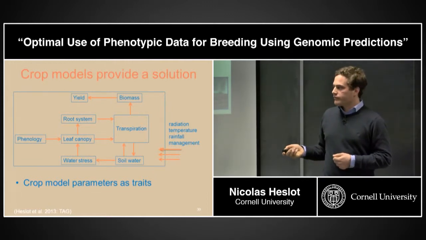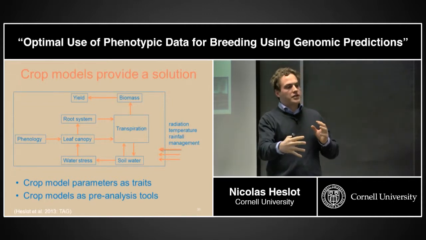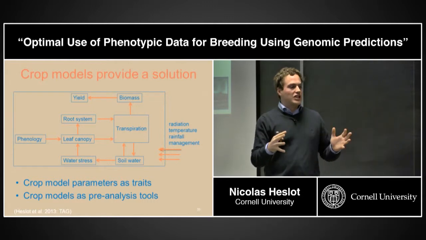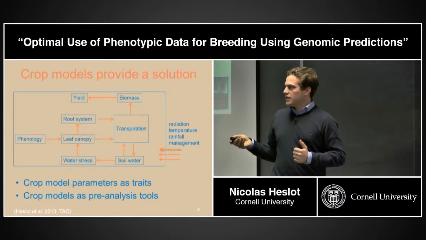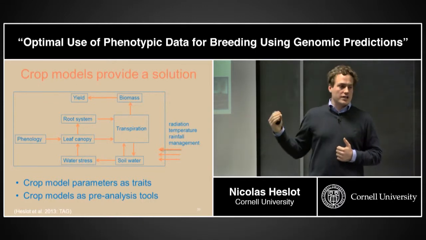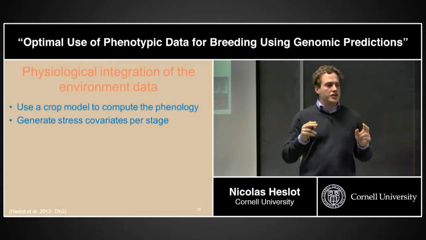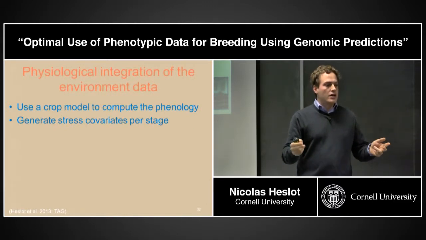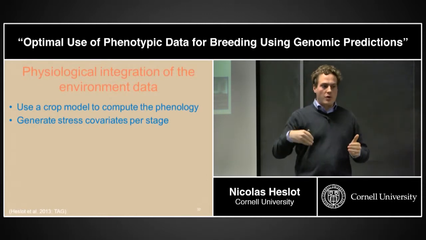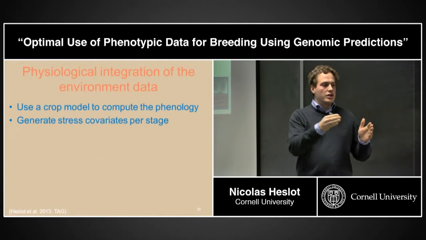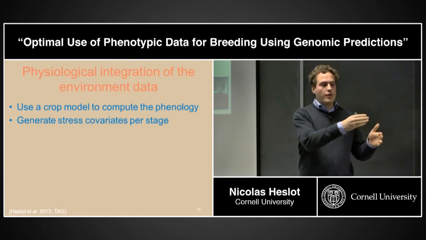So what we tried to do was consider the crop model as a pre-analysis tool, a way to crunch the data in the first analysis step, to leverage the fact that they're really good at integrating complex input and predicting development stages. And we do what we call a physiological integration of the environment data. The idea is that we use the crop model to predict the different development stages because crop models are really good at that. And because we know which stresses are important when, we can generate stress covariates per stage.